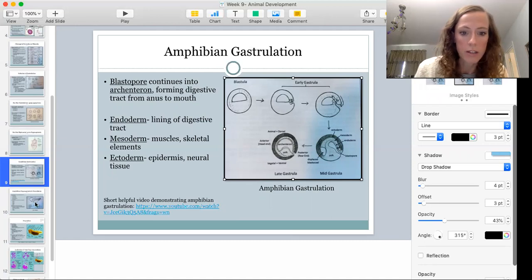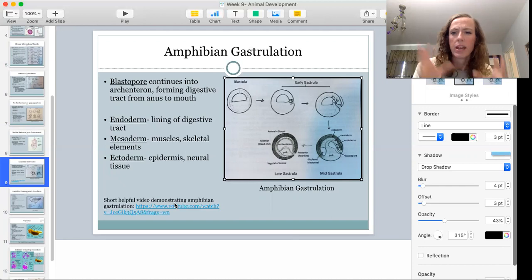All right, so I just included a link here. If you'd like to click on this, I found a helpful video showing 3D models of the development of this process, gastrulation, specifically in amphibians. So if you wanted to click on that, I think the video is only like 2 minutes long, maybe 3. But I found it helpful, so I'd suggest you take a quick look at that.